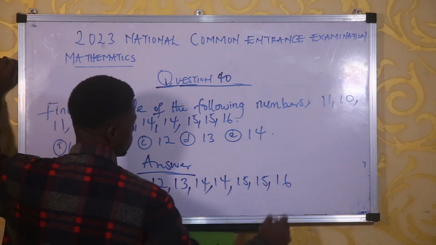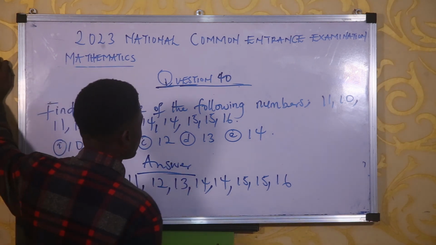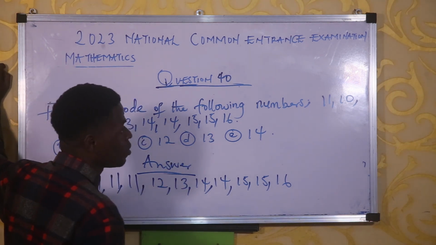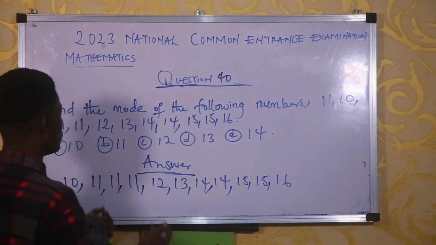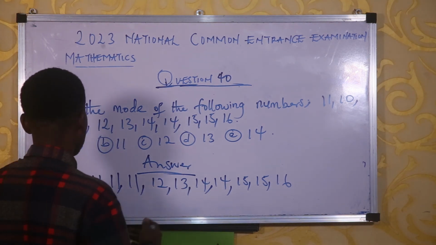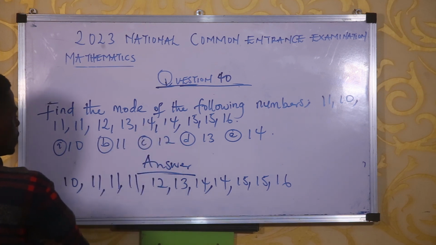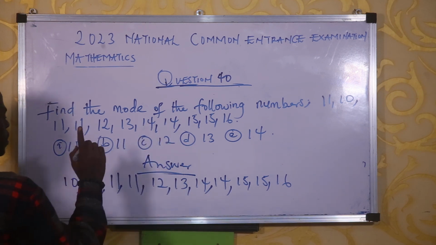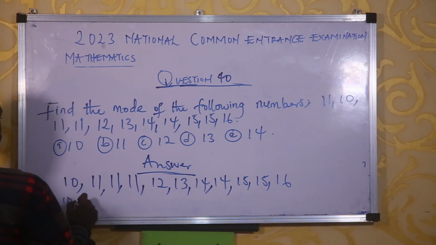And we have 16. Now, from the data here, we have to look for the mode. The mode is the number that comes out the most in the data. So what number comes out the most? That is the most frequent outcome. So let's check it. 10 only comes one time.